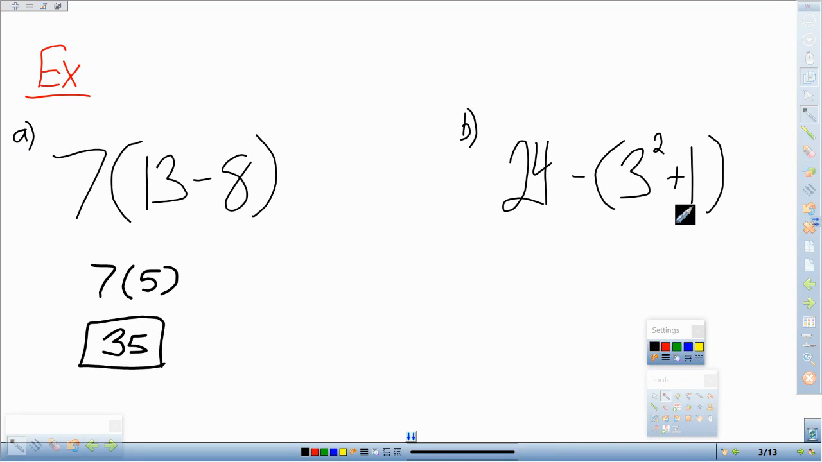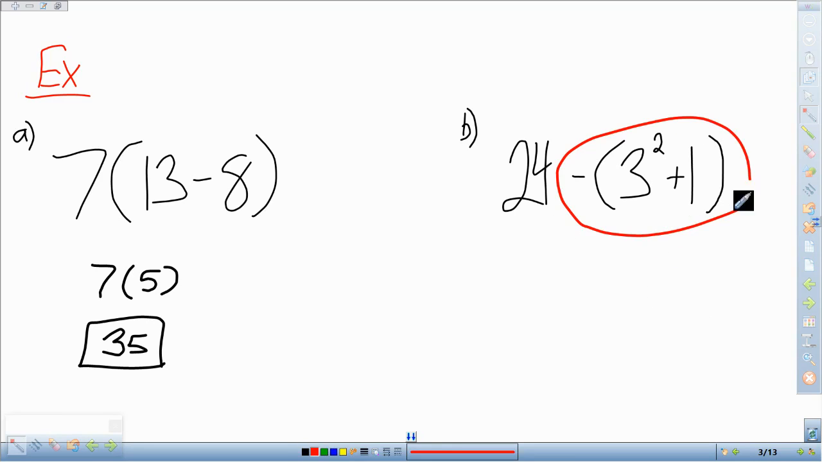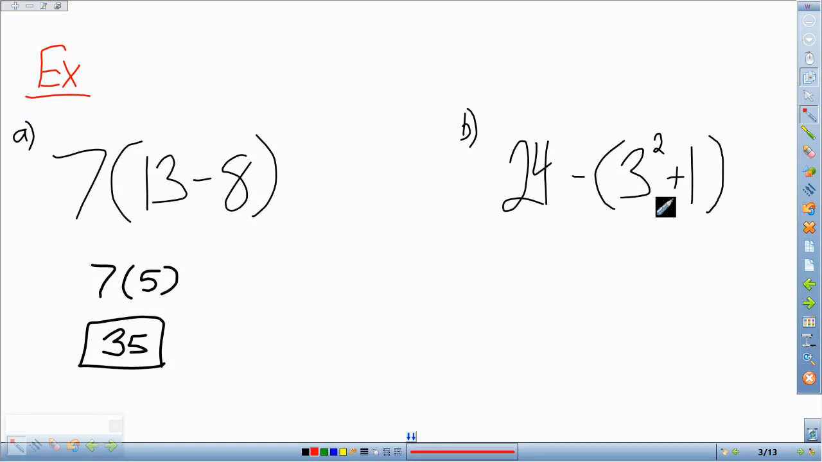All right, so I see I have parentheses. That's where my eye is going. That's all I care about right now. Inside of it, I notice a couple things. I've got exponents and I've got addition. Well, following the order of operations, exponents is the first thing we've got to do. So 3 squared is going to give me a 9, 3 times 3. So let's go ahead and bring down this stuff.